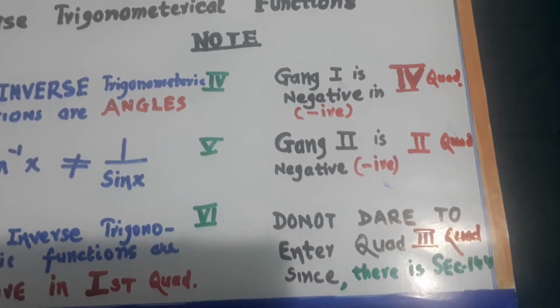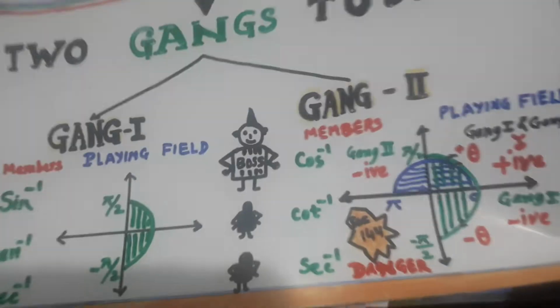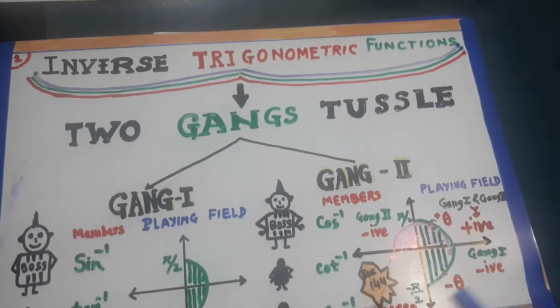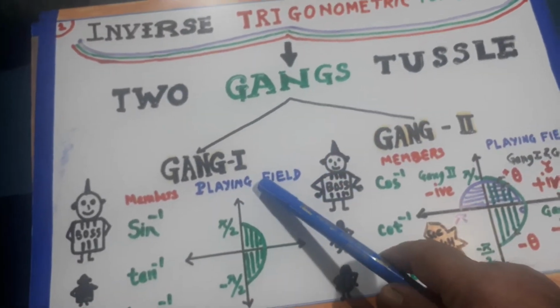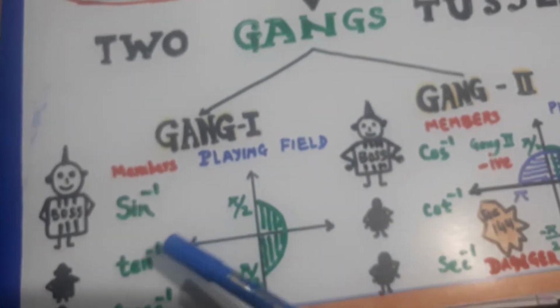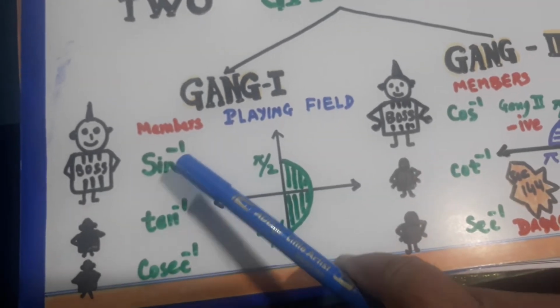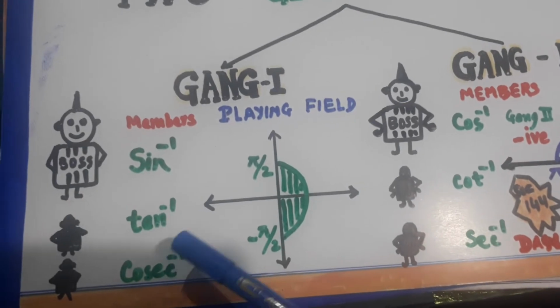Now let us try to understand what are two gangs. Here I come with my notes. These are two gangs. Gang number 1, gang number 2. गैंग नंबर 1 का लीडर है साइन इनवर्स, बाकी मेंबर्स हैं tan इनवर्स एंड कोसिकेंट इनवर्स.